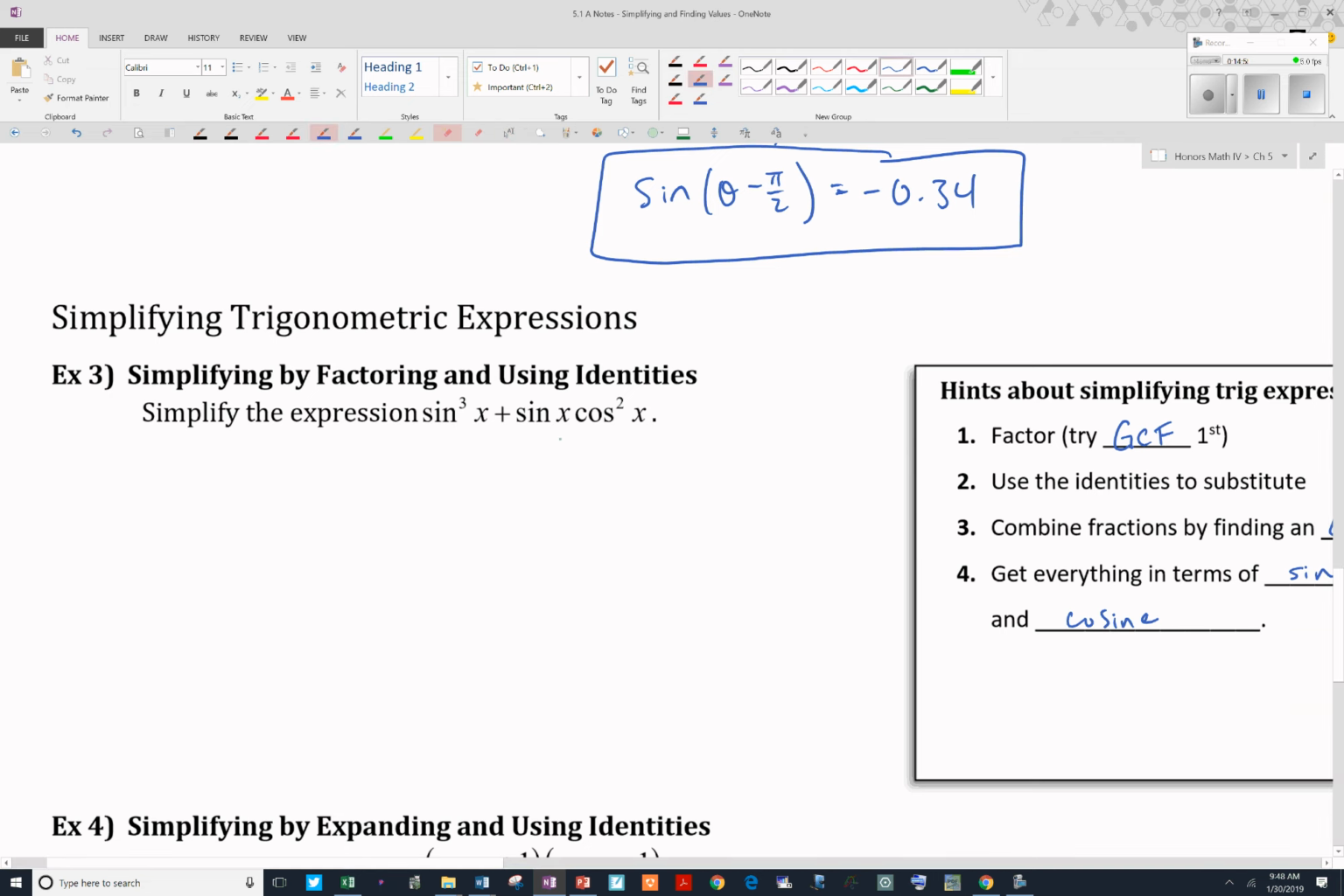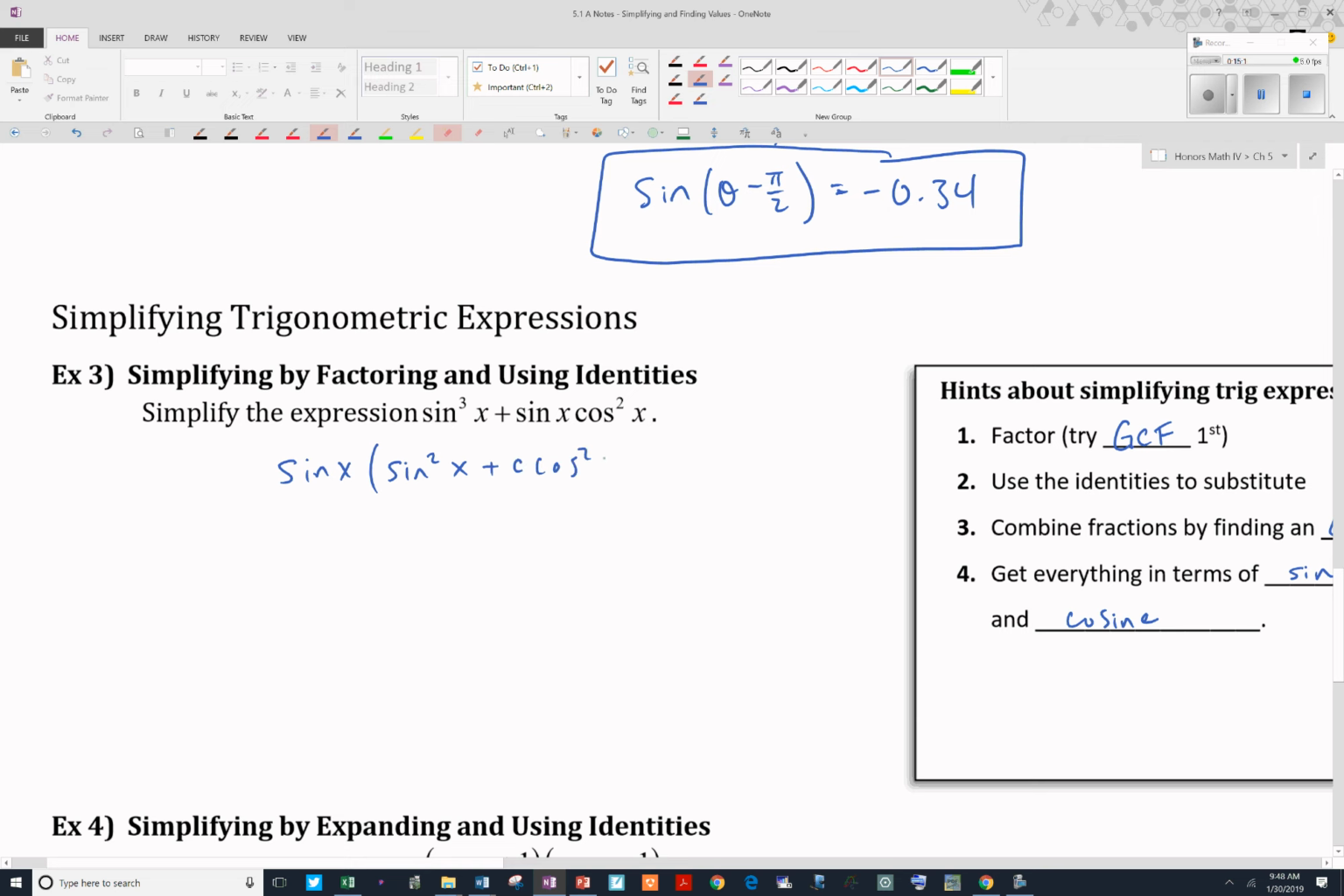of sine. So I'm going to try that first. Sometimes when you're doing these problems, what you try is not always the best thing. You need to go back to the beginning. That's okay. All right, if I pull out a sine, I get sine squared plus cosine squared.